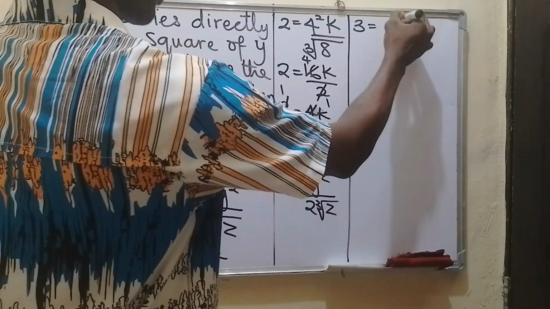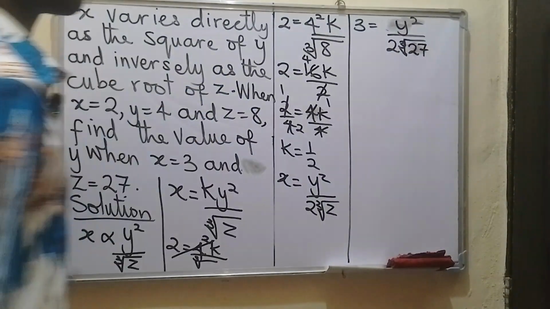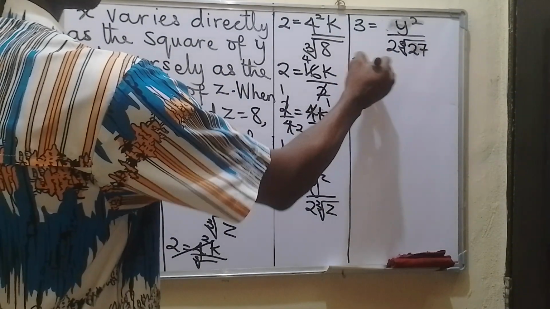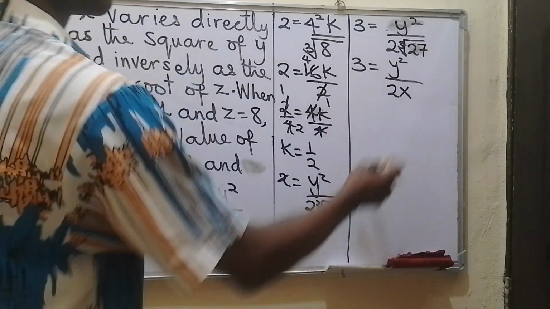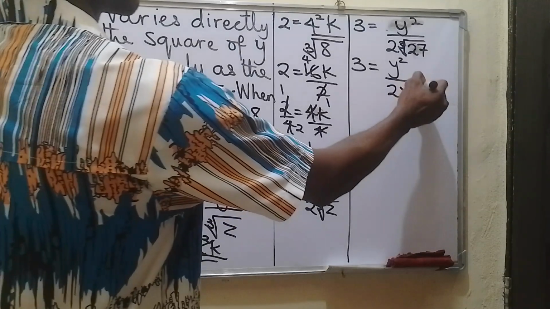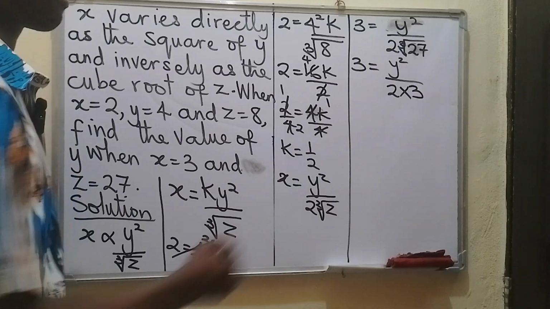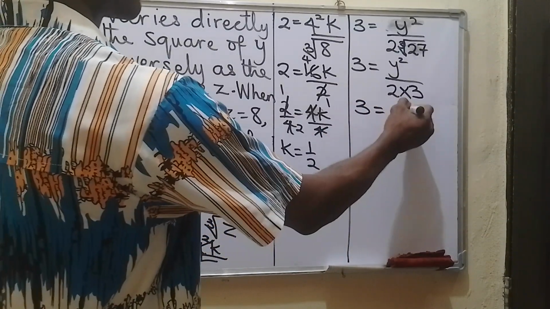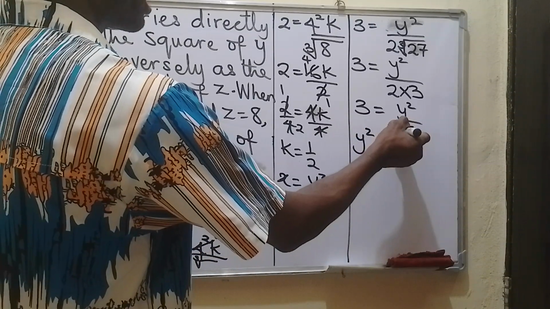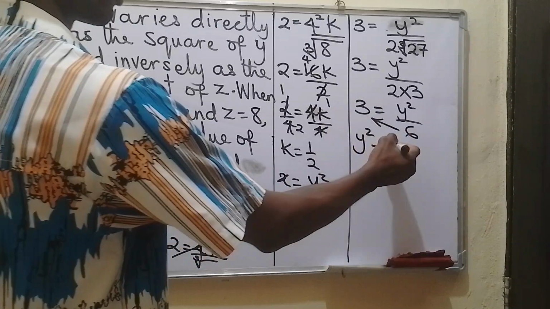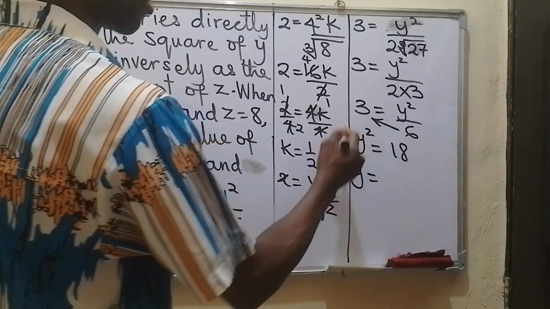We get y squared here, and z is 27. So we now say 3 is equal to y squared all over 2 times the cube root of 27, which will give us 3, because 3 times 3 times 3 gives us 27. So we get 3 equals y squared over 6. Finally, y squared is equal to, if we cross multiply here, 6 times 3 gives us 18. To find y now, we find the square root of both sides.